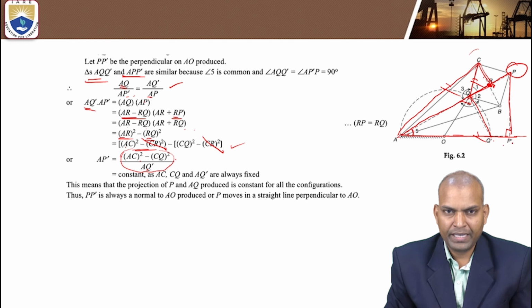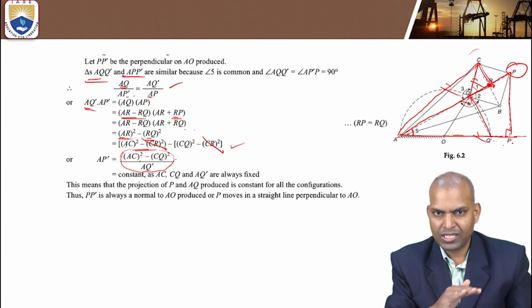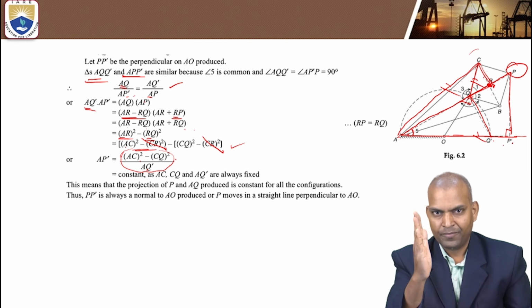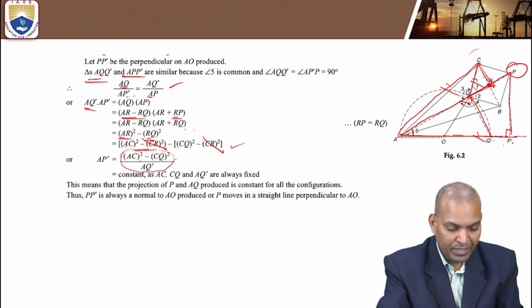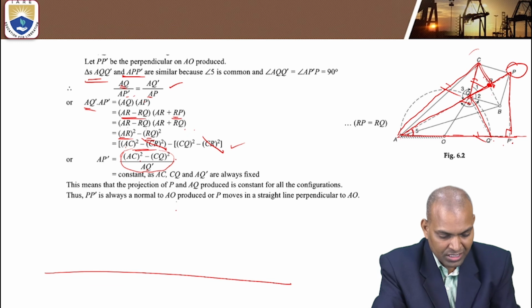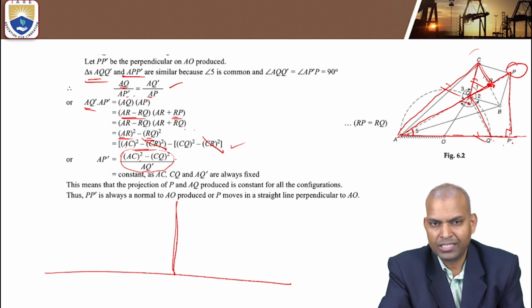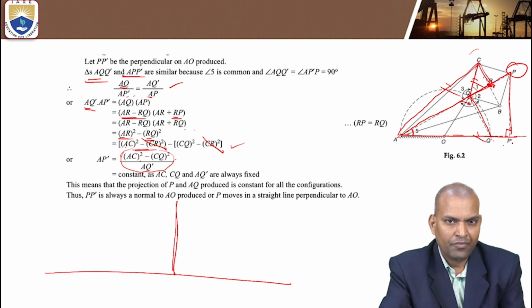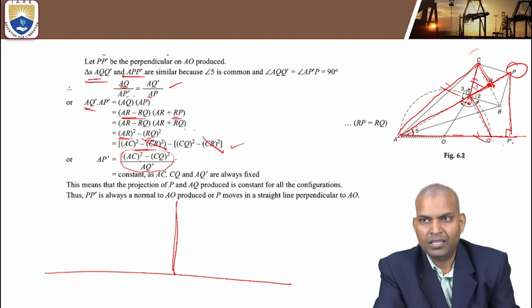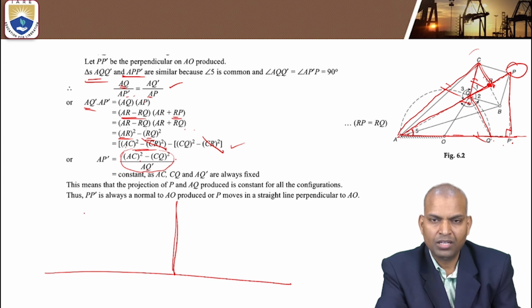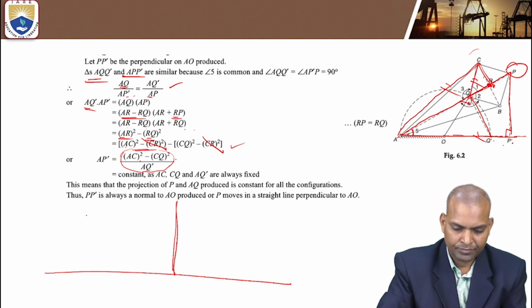So now PP dash, that means what? If it is a constant, means what? The path traced by PP dash is always normal. Normal means perpendicular to the horizontal line. That means it is a straight line. That's why the Peaucellier mechanism is an exact straight line motion mechanism. It is not an approximate straight line motion mechanism. Why? The path traced by PP dash is perpendicular to OAP or OP dash.